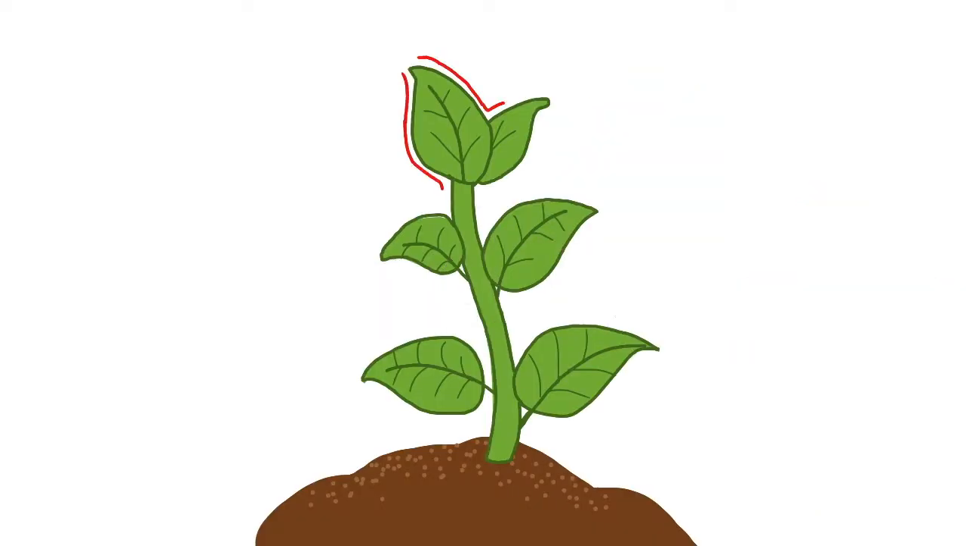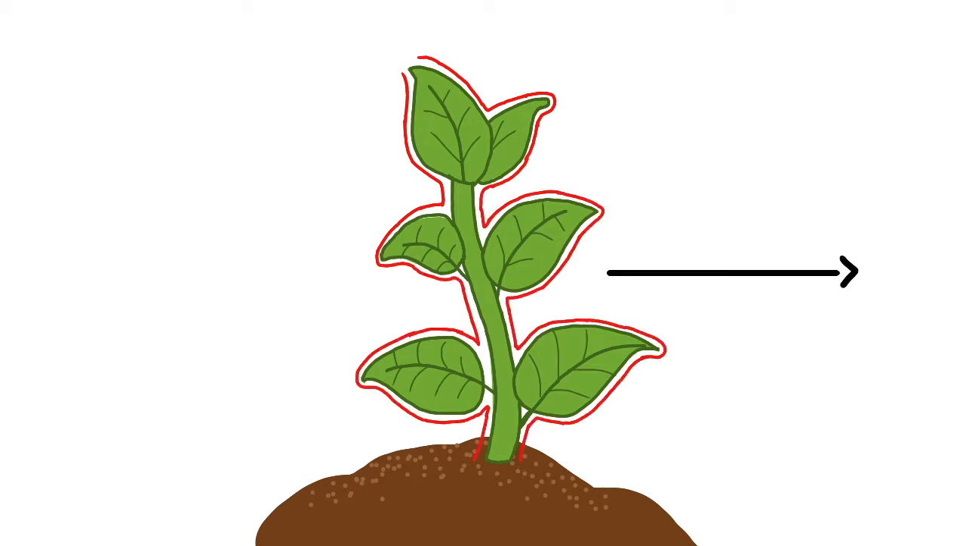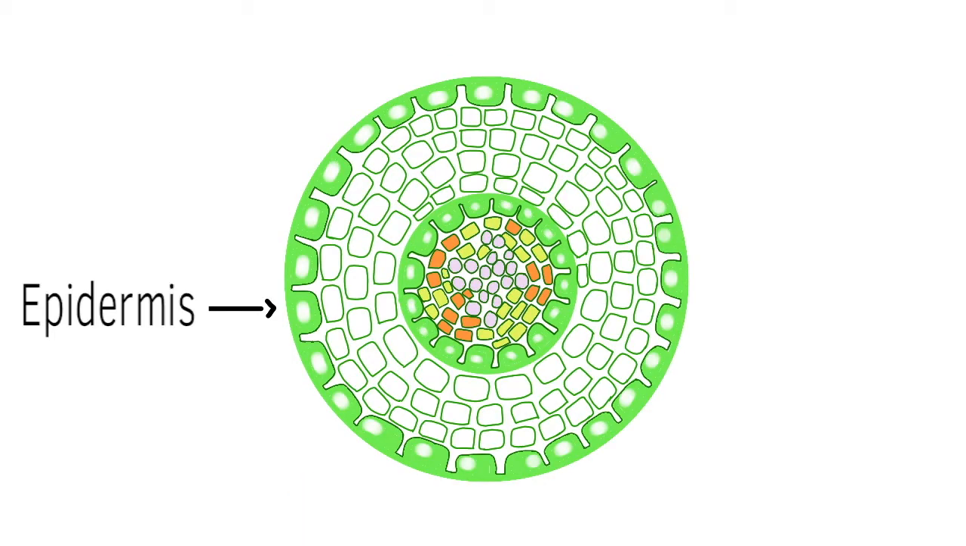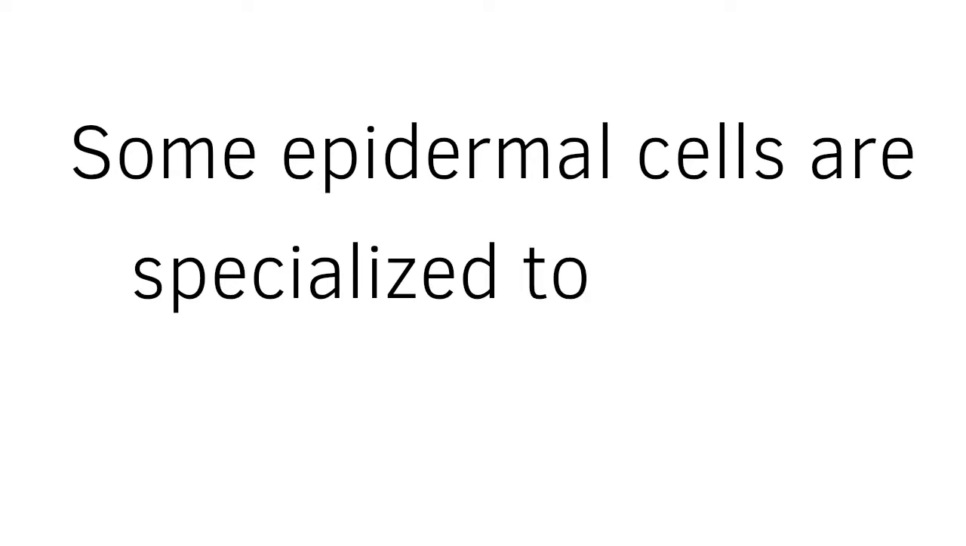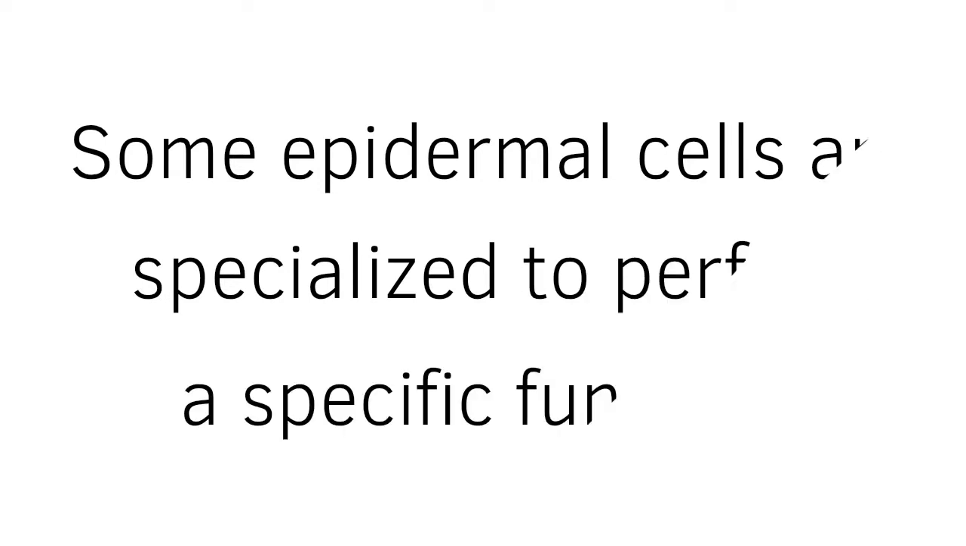The outer covering of a plant is made up of dermal tissue. The epidermis is a single layer of dermal tissue cells that forms a protective covering over the body of herbaceous plants and young woody plants. Older woody plants also form dermal tissue called periderm. Some epidermal cells are specialized to perform a specific function.